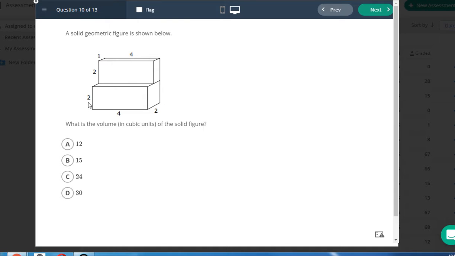So we want to do the bottom piece first, which is a 2 by 4 by 2. Okay, 2 by 4 by 2, so 2 times 2 is 4. And so we would have, let me write this, 2 times 2 times 4. This is going to be 4 times 4, and that's going to equal 16. So the bottom box is 16, but now we need to figure out the top box.